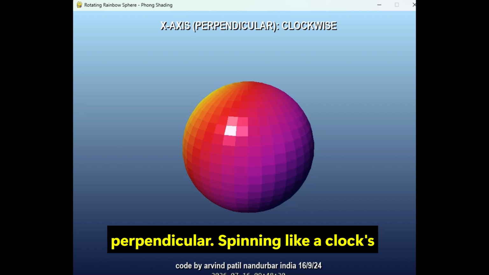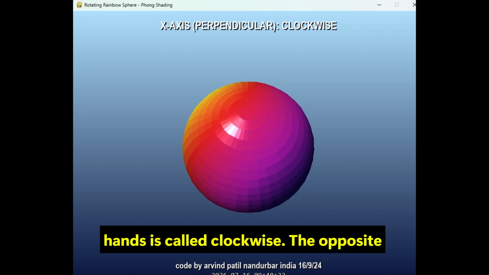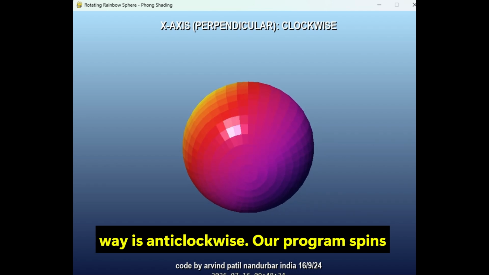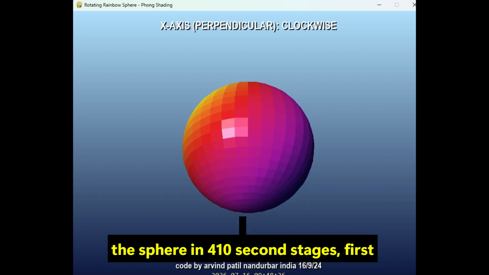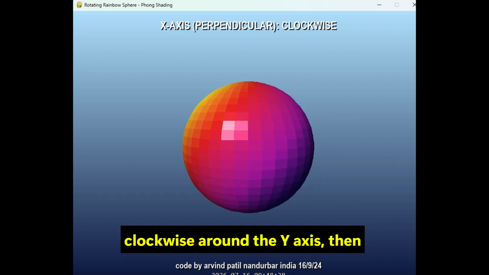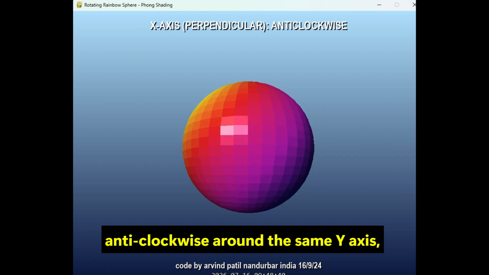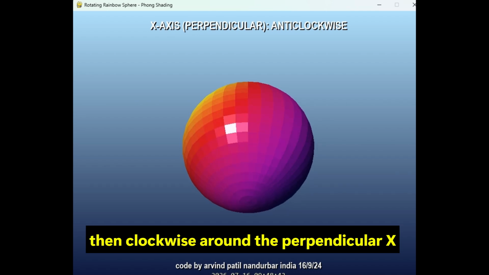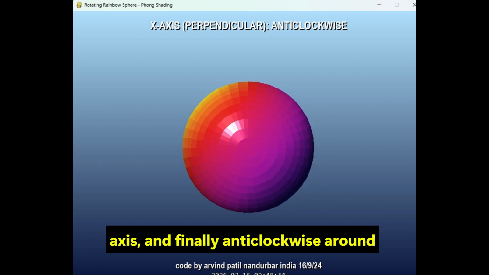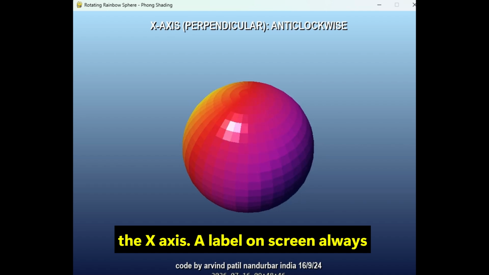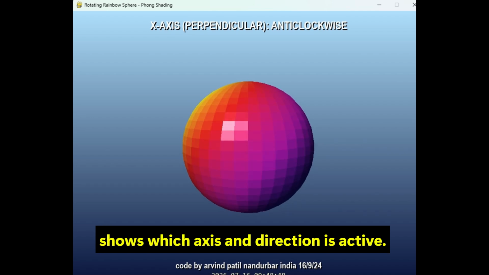Spinning like a clock's hands is called clockwise. The opposite way is anti-clockwise. Our program spins the sphere in 4 10-second stages. First clockwise around the y-axis, then anti-clockwise around the same y-axis, then clockwise around the perpendicular x-axis, and finally anti-clockwise around the x-axis. A label on screen always shows which axis and direction is active.